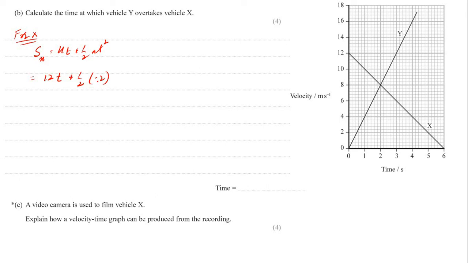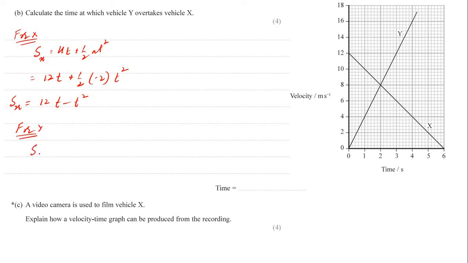We have found in the previous question, and then t square. So you can see that 12t and minus 2 is gone. So minus t square. 12t minus t square. This is the distance traveled by car X or vehicle X. Now for vehicle Y, find the distance.